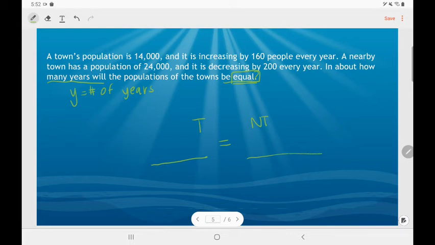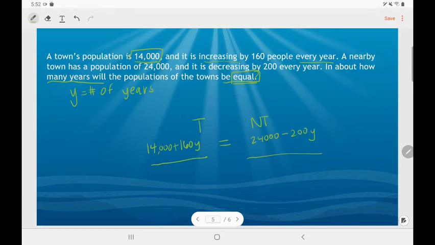So let's write all the information for a town's population on this side and a nearby town's population on this side. So a town's population starts, my beginning amount is 14,000, so that's my constant. Now that population is increasing, so the thing that's going to connect it to how much it's changing is a plus sign, and it's changing by 160 people. Now it says every year, so I'm going to make sure I have every year, times y. My nearby town, 24,000, but in this town, it's decreasing by 200 every year.